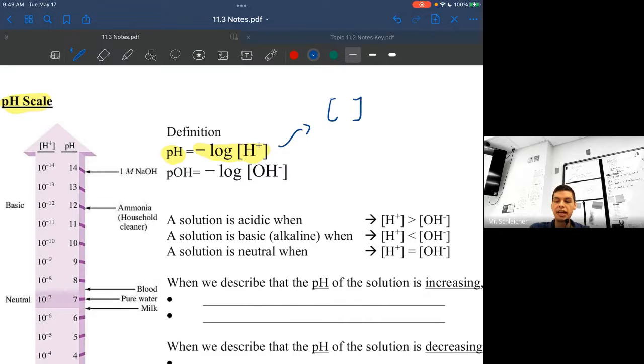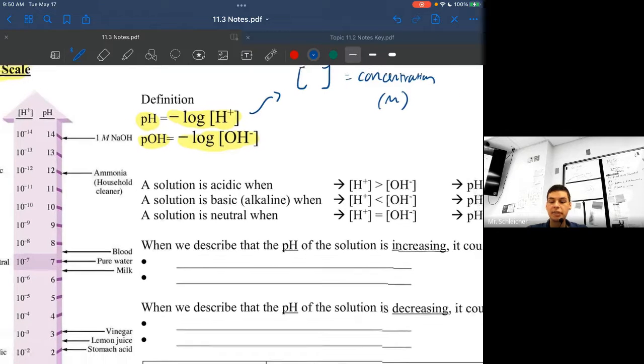Whenever you have these brackets here, that stands for concentration in molarity. And then we have this very related concept called pOH that is simply the negative logarithm of the concentration of OH minus.